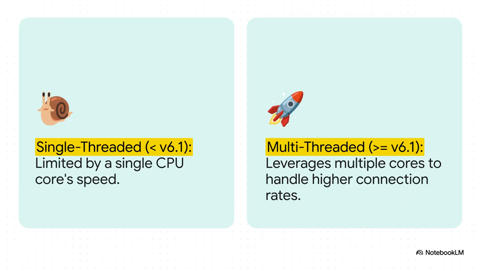Another thing to think about when it comes to performance is how the router actually processes new sessions. So in older versions, before 6.1, this was all handled by a single thread, which, as you can imagine, could become a real bottleneck. But starting in version 6.1, things changed. Session processing became multi-threaded. This lets the SSR use multiple CPU cores and handle way higher connection rates. It's a really key architectural improvement, especially for scaling up.